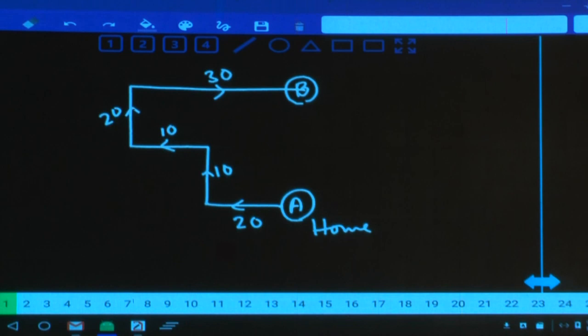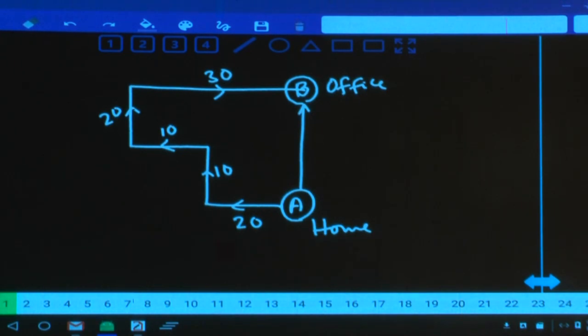A is his home and B is the office. Then the question is: in which direction and how far is the office from the home? B is the office and A is the home. Now, what is the distance between these two here?